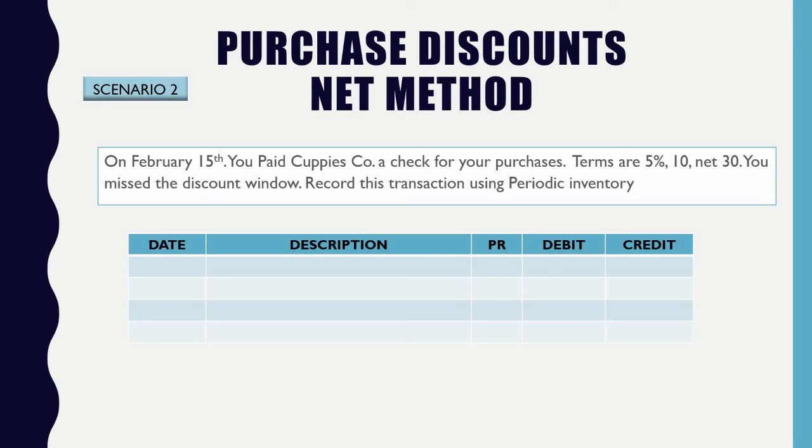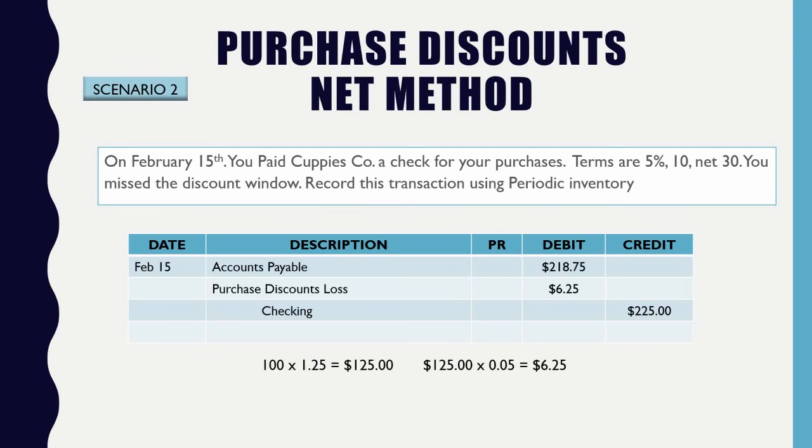Yes, you're going to have the discount amount. However, because we failed to take the discount, we're going to have to recognize a loss. So that has to go under debit. Yes, it's going to go under debit. Good. So the 218.75 would be the accounts payable, and then the $6, whatever it was, also under debit. So both under debit. And then we're going to recognize another account. It's going to be purchase discount loss.